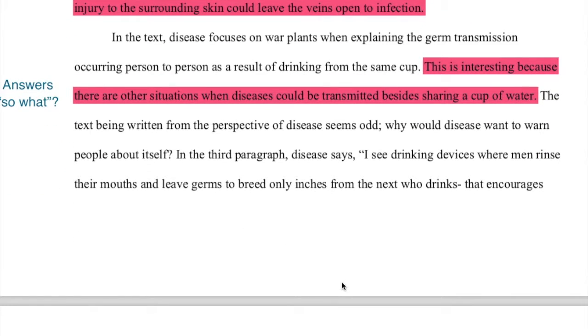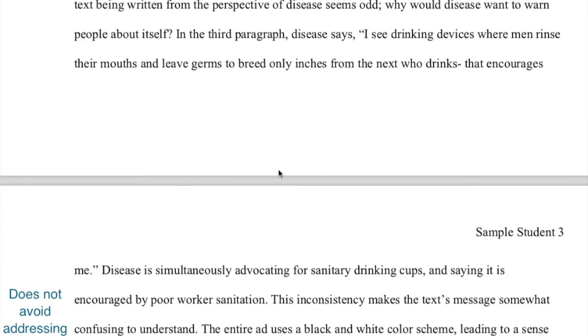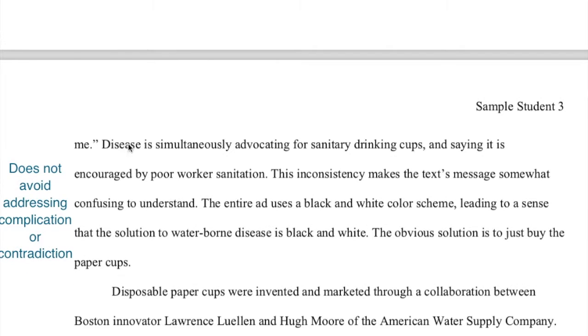In this next paragraph, the student takes a look at some interesting contradictions in the ad. He says something's interesting because there are other situations when diseases could be transmitted besides sharing a cup of water. So he's addressing the so what question here. And he takes a look at some inconsistencies in the ad, which is a really smart thing to do. That's what makes it interesting.